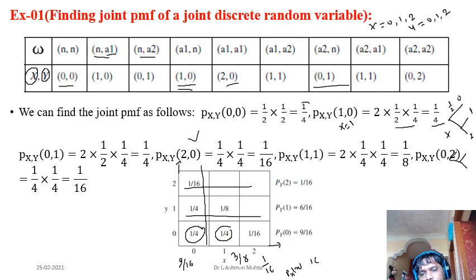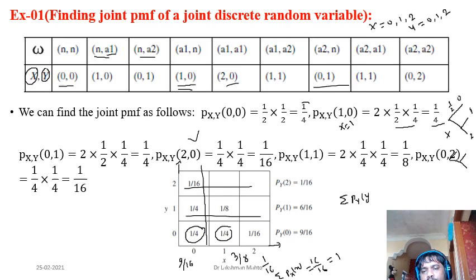Similarly, you can verify for y. If you sum up all these values, taking summation over all the x values, the summation would be 16 by 16. That means 1, the normalizing condition. Similarly, if you do summation of all the marginal PMF of y, you will observe that the summation again would be 1. That means it is satisfying the normalizing condition.